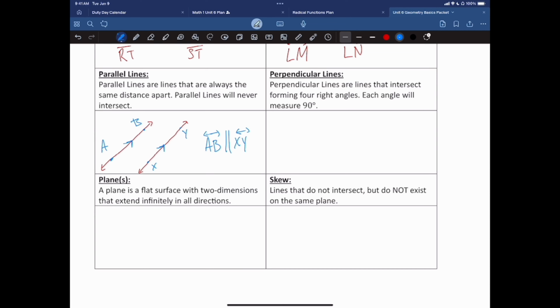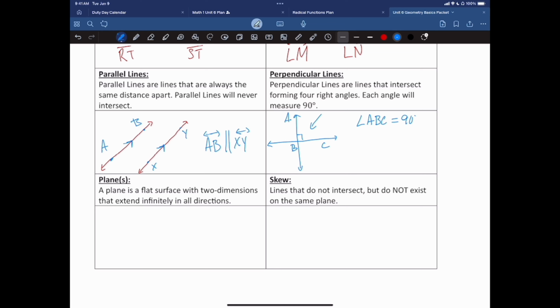Now, if we're talking about perpendicular lines, we're looking for lines that form a 90-degree angle. So say we have something like this. The symbol we're looking for is this right here. We'll talk about this later in the unit, but all of these are going to end up being 90 degrees. If one of these angles in a picture like this is 90, then all of them are 90. So we could say that angle ABC, and we'll talk about labeling angles later, is 90 degrees.